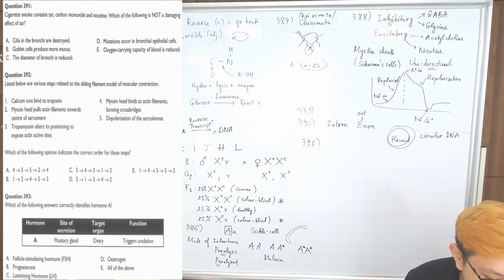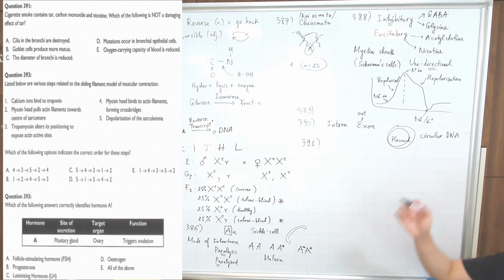C. The diameter of bronchi is reduced. Cái đường kính của cái phế quản nó bị giảm xuống. Nó bị giảm do cái nicotine thôi, tại vì cái nicotine là một cái chất mà nó gây ra co mạch. So basically, nicotine is a what?